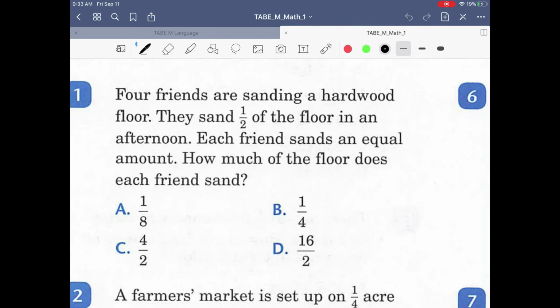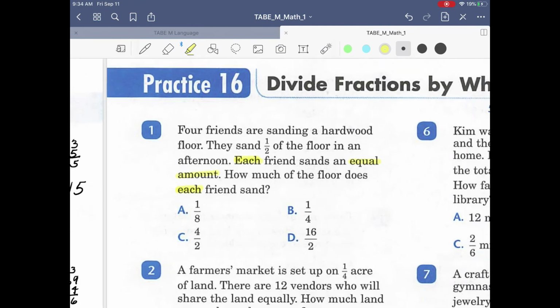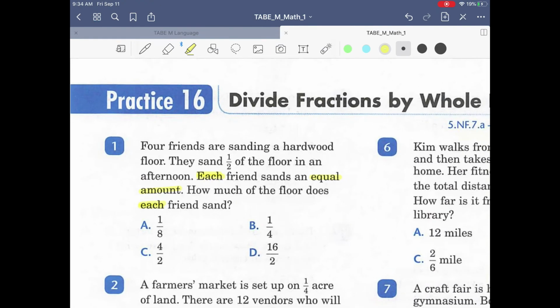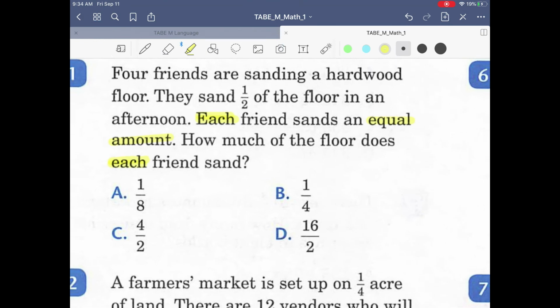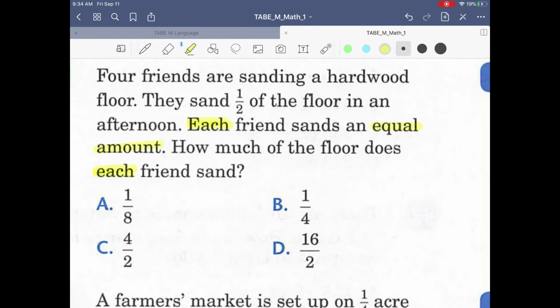So we are looking at some keywords here. I want to make sure you notice those. Keywords in the question are especially important. And this one is the word each. That is a signal to divide. Also, equal amounts would be division. There's the word each again. So look for those keywords and they will help you to figure out what you need to do in the problem. Now on this page they tell us what we need to do, but in a test situation that will not be the case. You will have to figure out what you need to do.